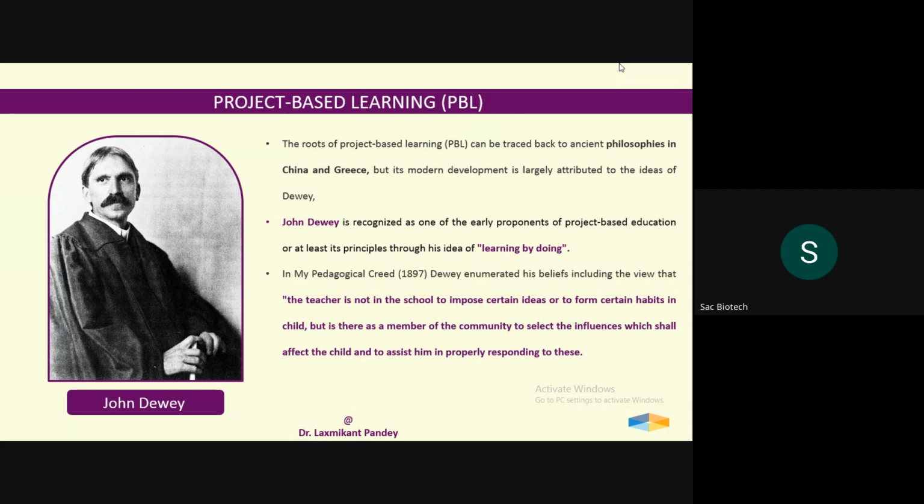So that's why active teaching and learning is very important, and he did a very wonderful job to design or incorporate this kind of method in the education system. That is called learning by doing. So John Dewey, it's a good name. He did a very wonderful job. We talked about the history of project-based learning.